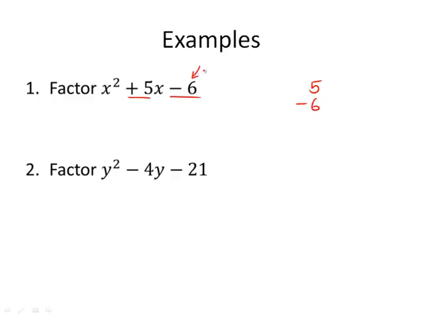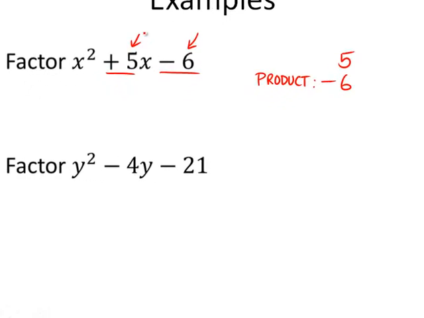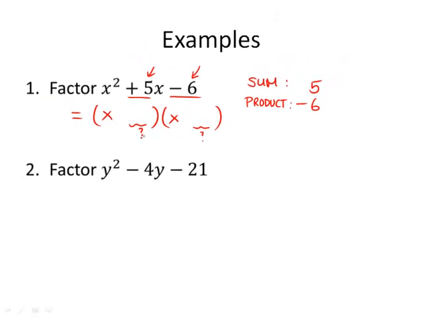Remember that the constant term was found by taking the product of our two numbers, and our middle term was taken from the sum of our two terms. So we're trying to get it into this format. We know that x times x will give us x squared for sure, but we're not sure what to put here, a and b. However, we do know that those two numbers add up to 5 and multiply to negative 6. We can work with that.